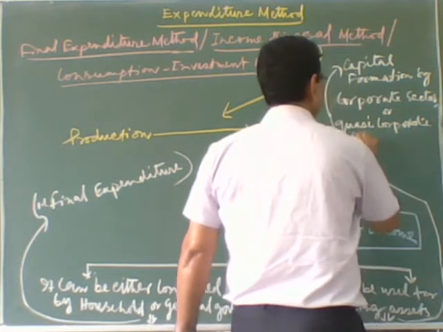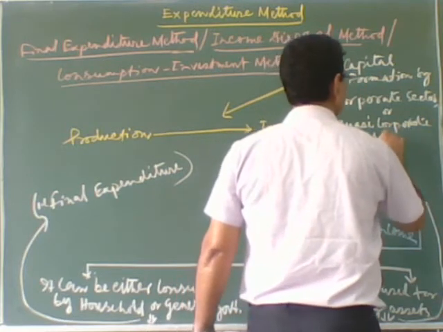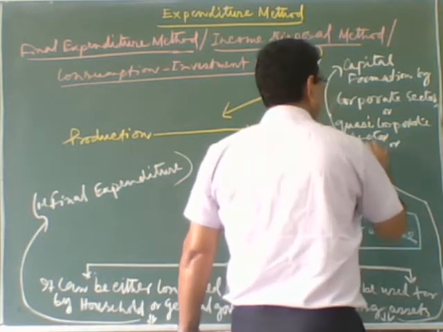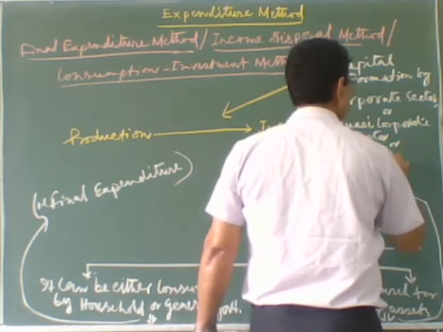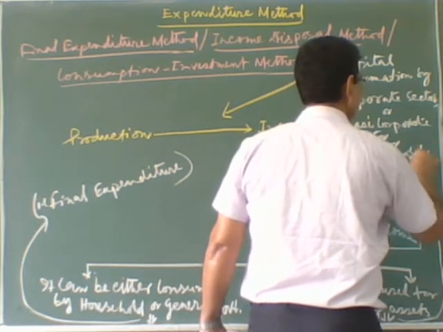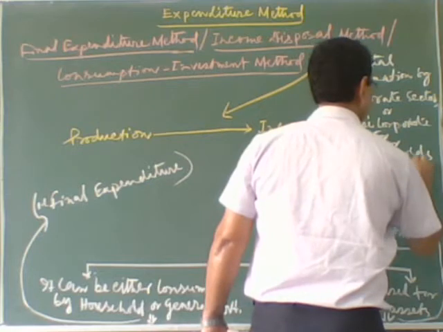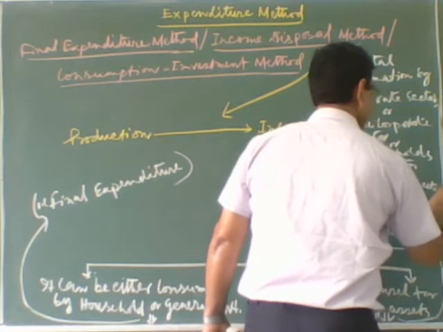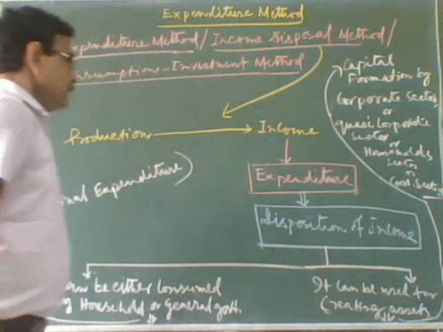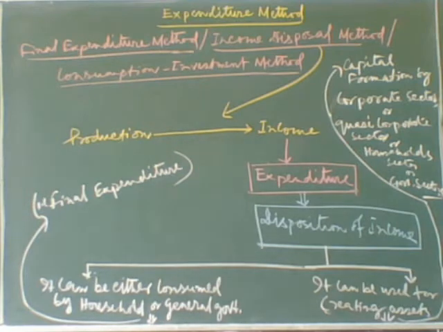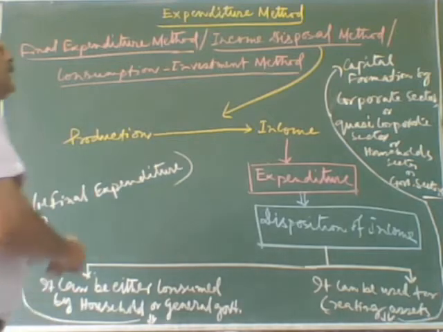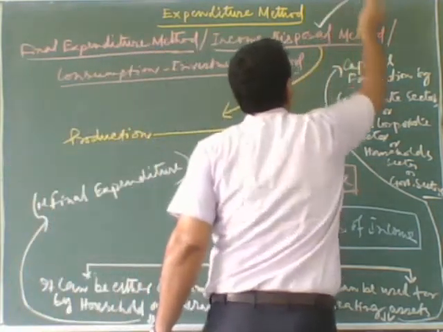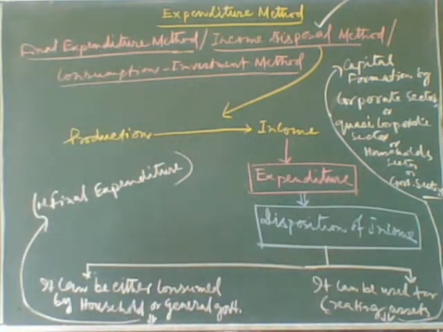corporate sector, or household sector, or government sector. That's why this expenditure method is called the income disposal method.